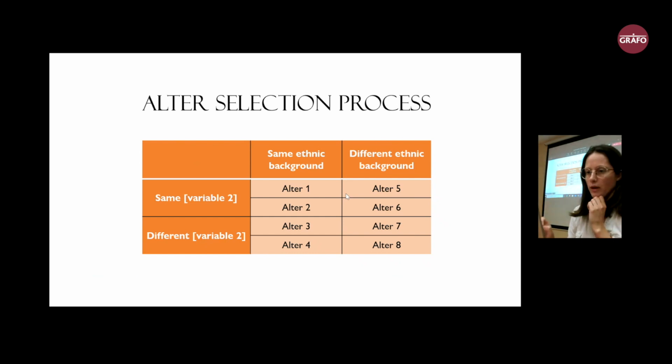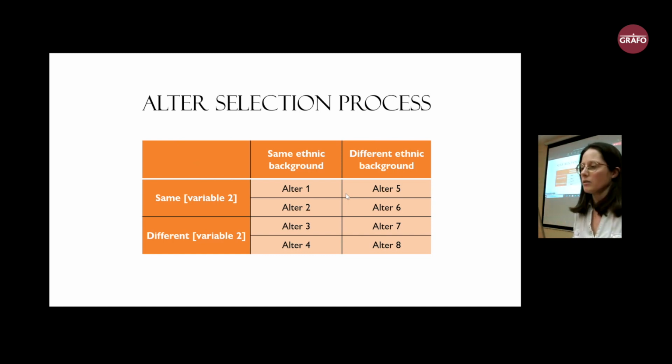And I also wanted to stop for a second on the alter selection process that we used. To select the 8 alters for each participant, we based that decision on the quantitative data from the first interview, and we took into account 2 variables. The first one was always ethnic background or origin, and the second one depended on the characteristics of each participant. To give you some examples, we used age, occupational status, religion, political ideology, among others.